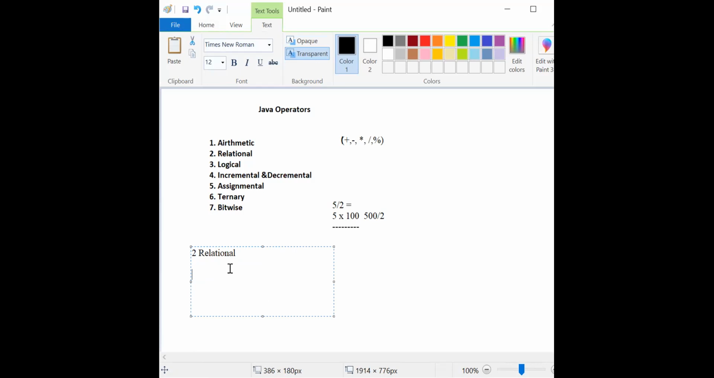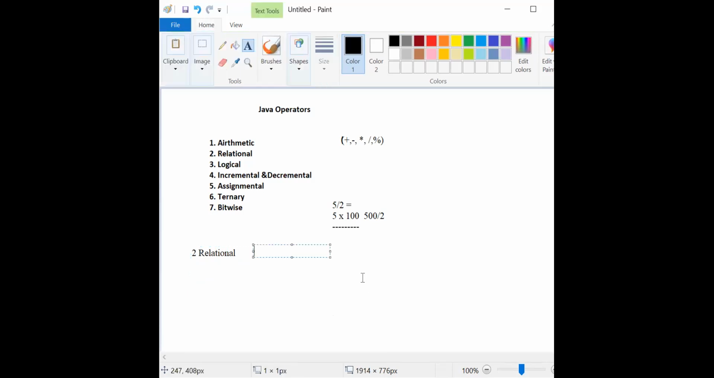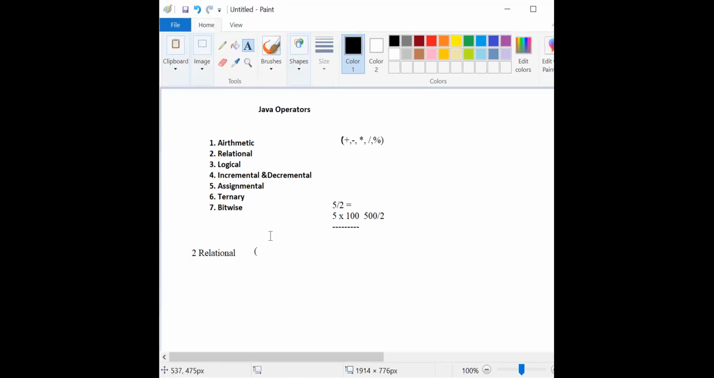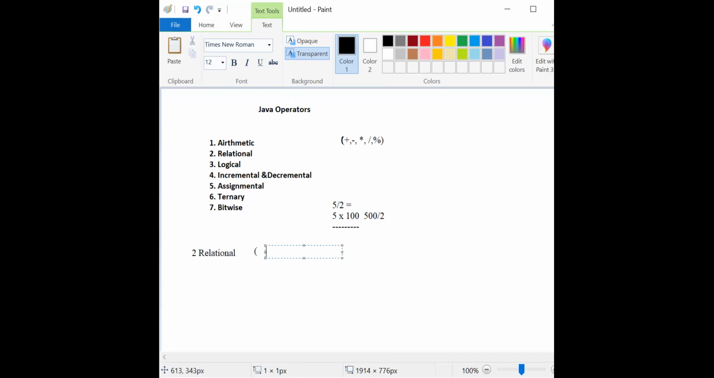Okay, let us type here, for example, less than, and greater than, and less than or equal to, and greater than or equal to.